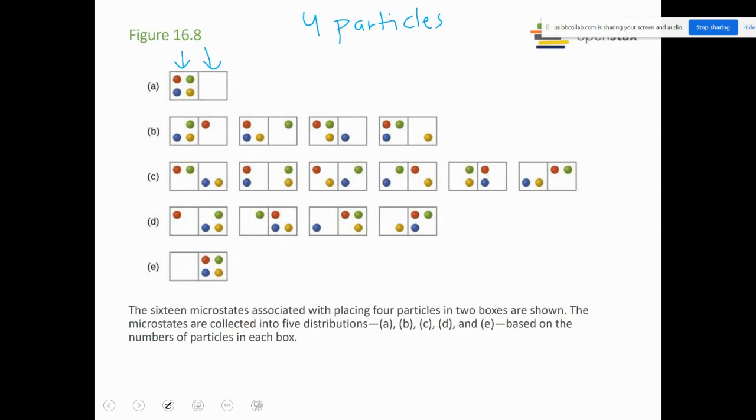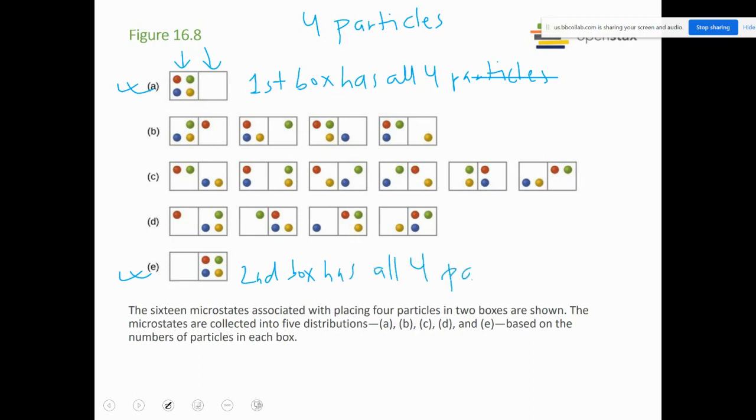In my first scenario, I have all 4 particles in the first box, right? The first box has all four particles. That's my scenario A. Scenario E is very similar to scenario A, where the second box has all four particles. Now I can start distributing those four particles in those two boxes in different ways, and remember, each of those ways is called a microstate.